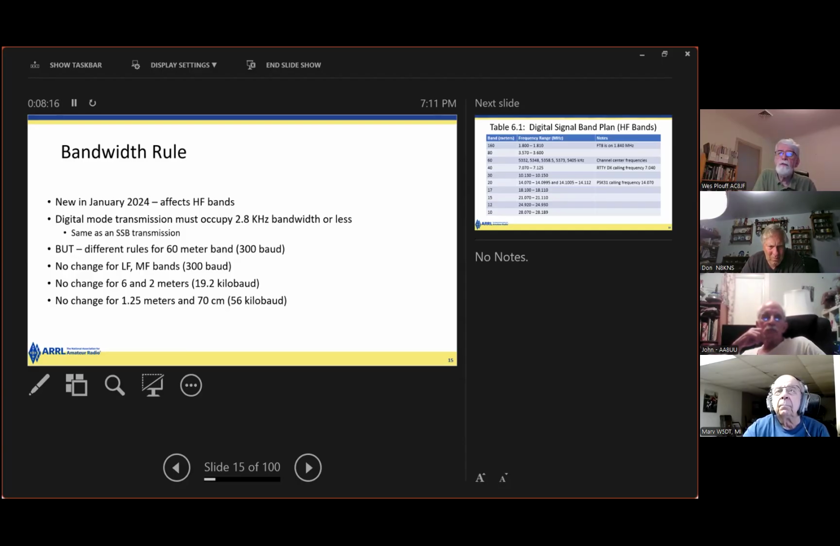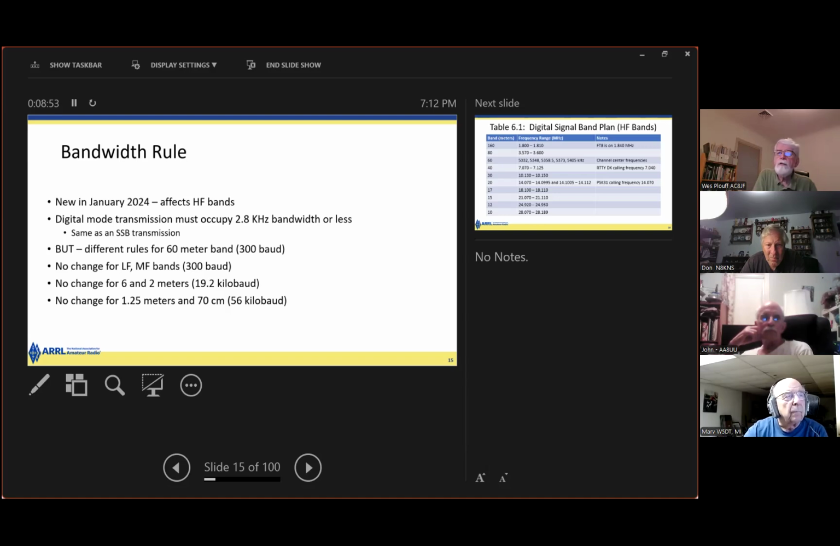Now, there are exceptions. For 60 meters, which is channelized, the baud rate limit is 300 baud. For 2200 and 630 meters, which are both below the AM broadcast band, the limit is 300 baud, although that's kind of unrealistic because 2200 meters is very narrow. It's not even wide enough to transmit a single voice signal.